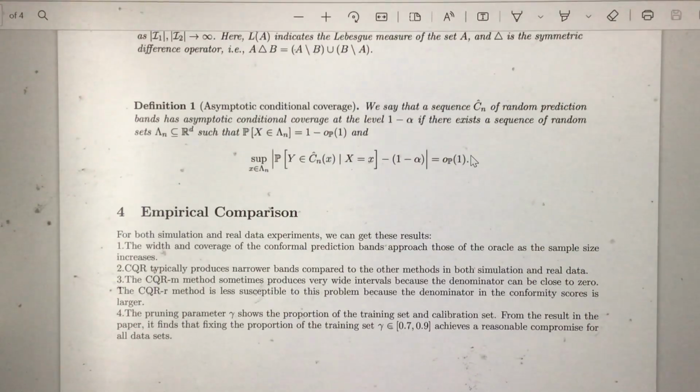Okay, the last thing is the pruning parameter gamma, which is the proportion of the training set and calibration set. From the results of the paper, it finds that with the proportion of the training set gamma fixed between 0.7 and 0.9, it can achieve a reasonable compromise across all data sets. So the proportion of the training data set being 70% to 90% is the most ideal case for doing the analysis.